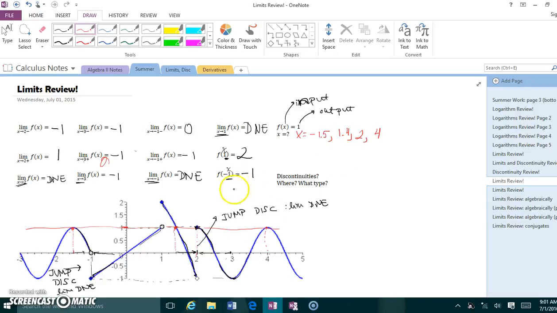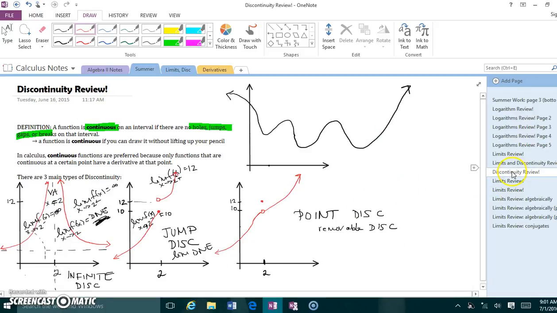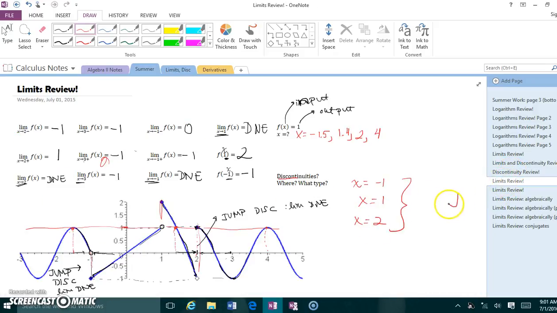Now the 3 places where I have discontinuities were x equals negative 1, 1, and 2. So negative 1, 1, and 2. And actually the type, remember the types were right here. I have 3 main types. All of them were jump discontinuities. So all 3 are jump discontinuities.